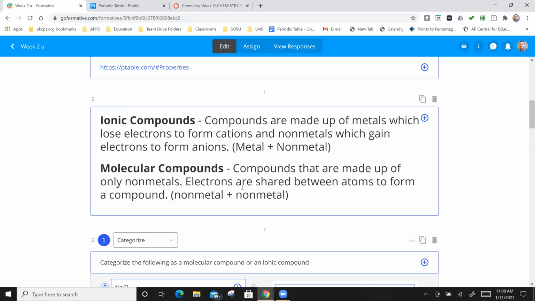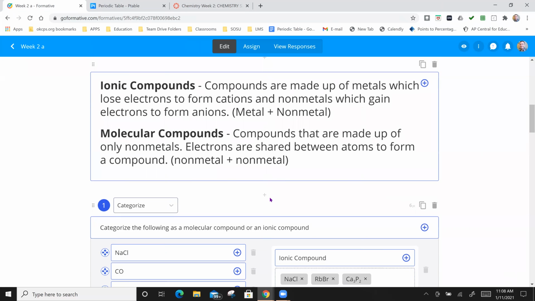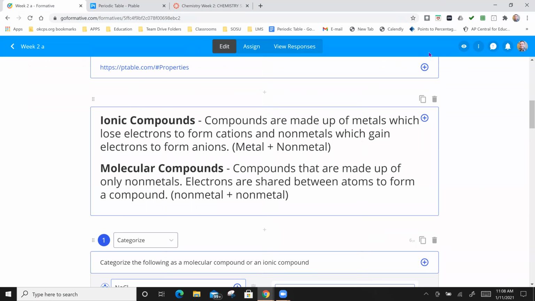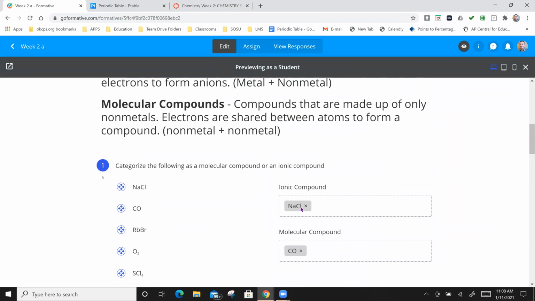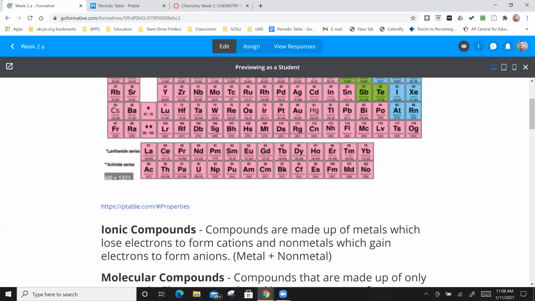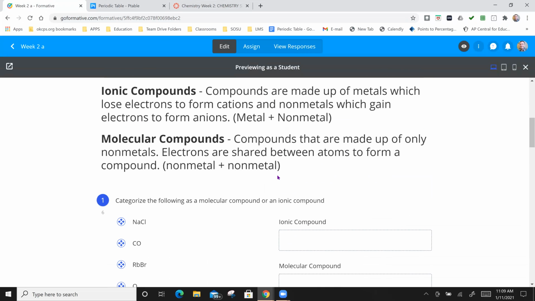Molecular compounds are compounds that are made up of only nonmetals. Electrons are shared between the atoms to form a compound, so they do not form ions whatsoever. And the meat and potatoes of what you need to know here as far as identification goes is that they are made up of nonmetal and nonmetal. So we should be able to find these real easy by looking at our periodic table and identifying whether they are made up of a metal and nonmetal or a nonmetal and nonmetal.